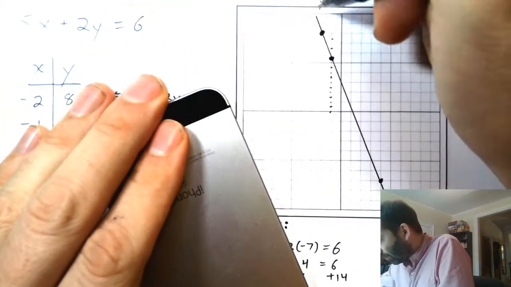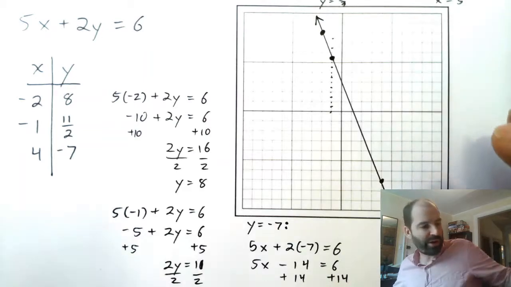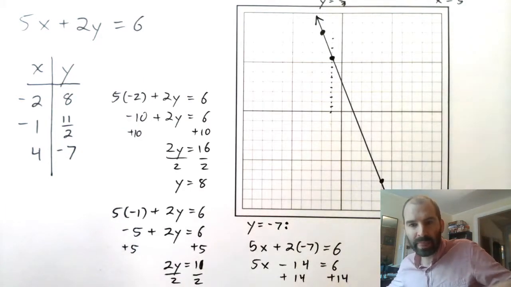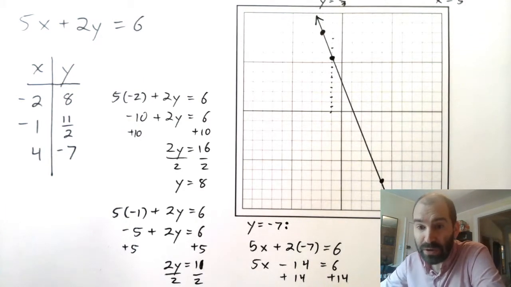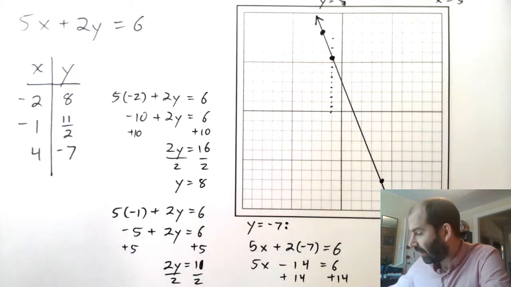Now you might be saying, Professor, why are we plotting 3 points? Aren't 2 points enough to draw a line? And you're right. We don't need 3 points to draw a line, right? You can actually get away with just 2. You do need at least 2. But why do I keep plotting 3 points? Well, there's a good reason.